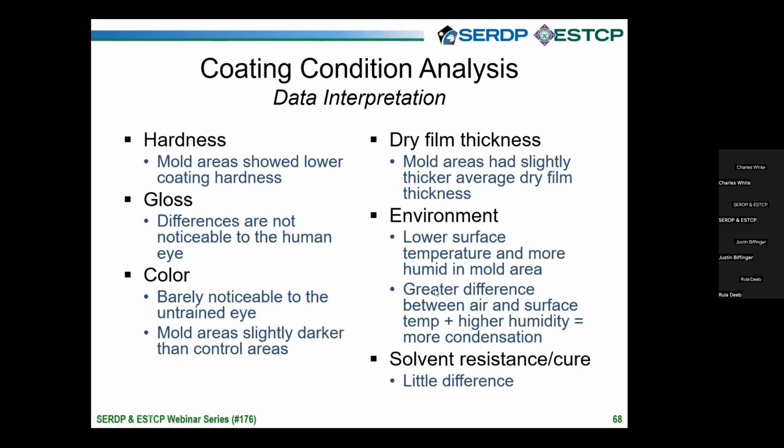In addition, lower surface temperatures and more humidity resulted in more mold growth, with the greater difference being between the air and surface temperature, with higher humidity and more condensation. There was very little difference in the solvent resistance observed through the MEK double rub between the high mold growth areas and the low mold growth areas.